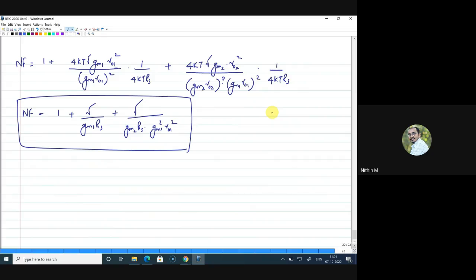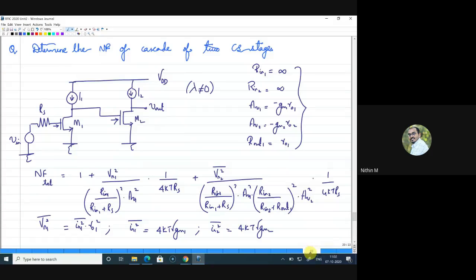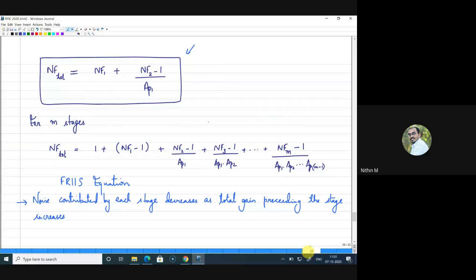Okay, sir. Yeah, so I think the best way to find noise figure for these kinds of circuit level problems will be based on this, because we know Vn1 square separately, and we can find the individual stages. But if you are given a number of stages without any circuit level details, then it will be easy if your noise figure and power gain expressions are given.